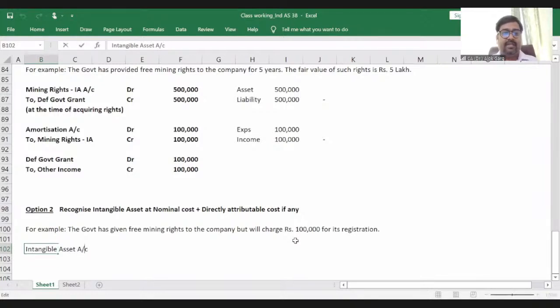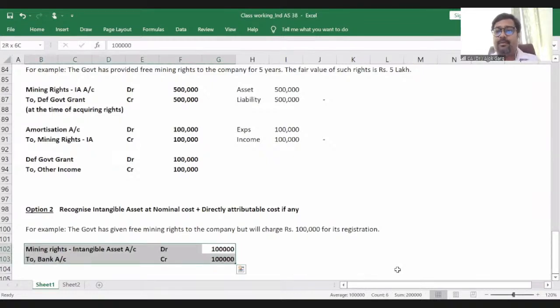Of course, it is a mining right. So mining right, intangible asset account debit, right? By how much amount? 1 lakh rupees. This company is incurring a cost. So 1 lakh rupees to bank account, right? 1 lakh. So the first option is recognize the asset and the grant both at fair value.